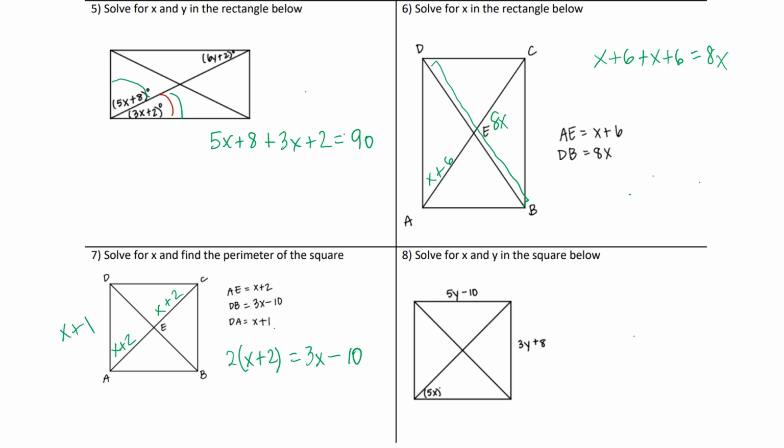And for the last one, number 8, I would use the angle to find x, and then to find y. So this angle would have to be 45, so 5x equals 45, means that x equals 9. And then I would use the fact that the 2 side lengths are congruent because it's a square to find y. So 5y minus 10 has to equal 3y plus 8. I'll post my full solutions online, but I wanted you to see how these problems would be started.